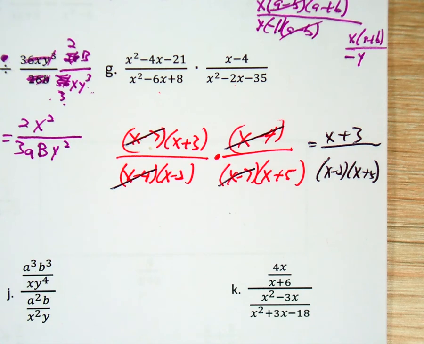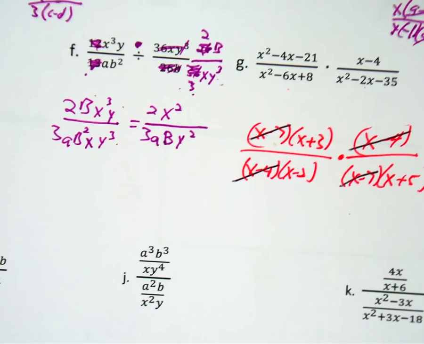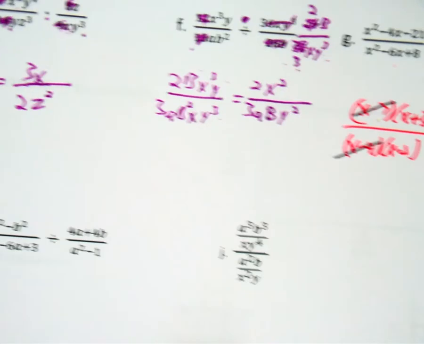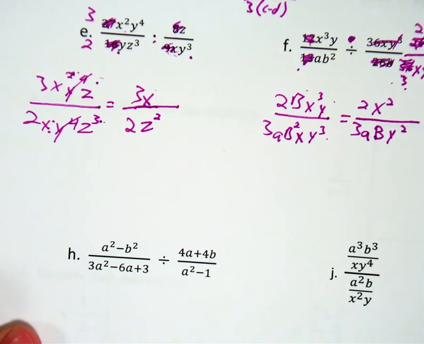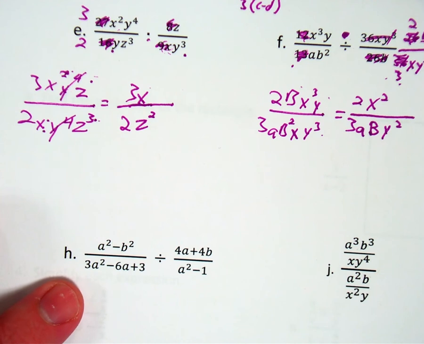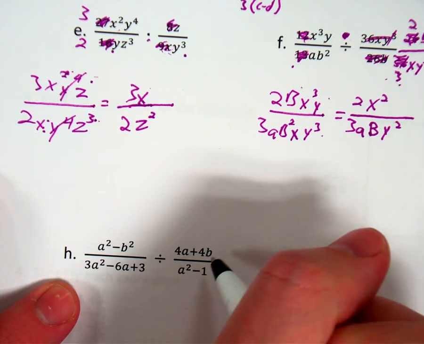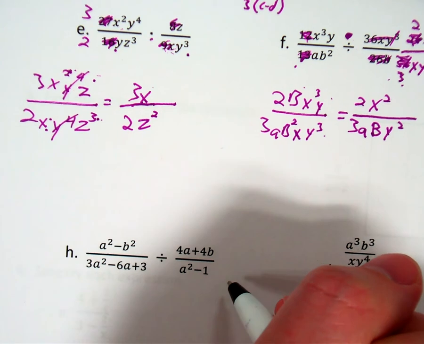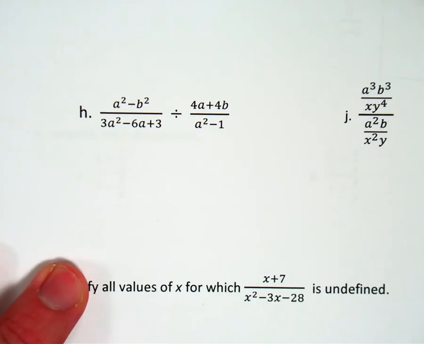Whew. We got a lot of stuff here. 3 more to go, guys. We're almost done. A squared minus b squared, 3a squared minus 6a plus 3. Okay. And we got 4a plus 4b and a squared minus 1 over here. Lots of stuff going on.